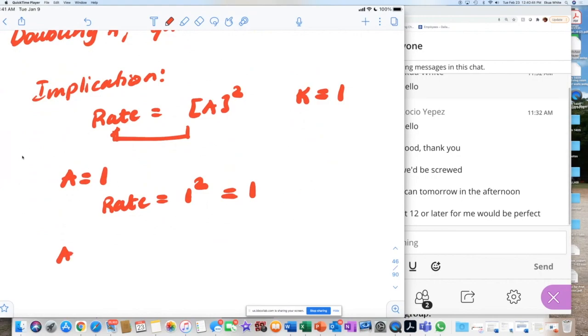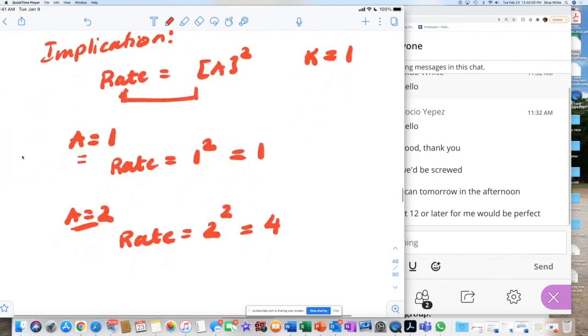So if I doubled A, how would that influence rate? This time I've doubled A. Rate will be equal to 2 squared. Not just 2, but 2 squared. So rate will be equal to 4. So even though I'm just doubling A, rate is not also doubling. It would double if this was first order. But since it's second order, whatever change you make in A, you get the squared change in rate. So the rate actually quadruples. It doesn't double, it quadruples.